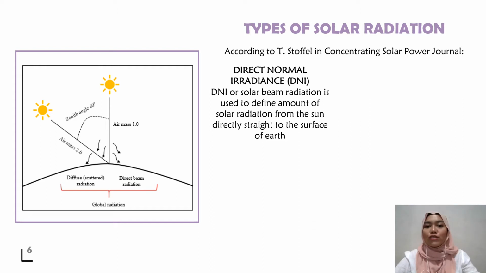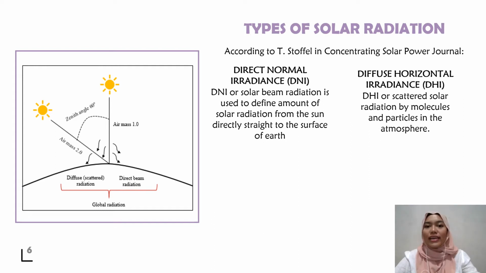Next is diffuse horizontal irradiance, DHI, or scattered solar radiation by molecules and particles in the atmosphere. However, those particles are still through the surface of the Earth. Technically, all radiations except DNI in the sky dome can be classified as DHI, including radiation reflected or scattered by clouds and solar radiation that reflects on the ground and is reflected again by the clouds or atmosphere.